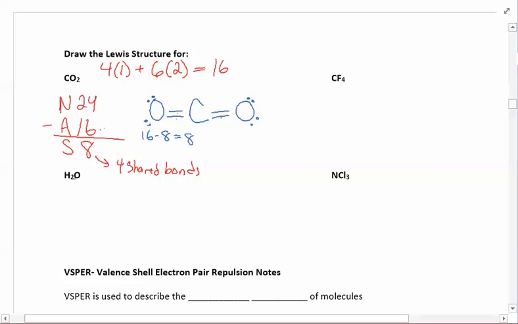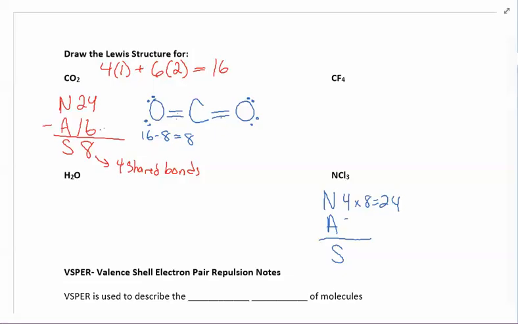We're going to look at NCl3 here. We're going to follow the same process: needed, available, shared. We have 4 things here that are not exceptions, so they're going to have a total of 4 times 8, which is 32, not 24.